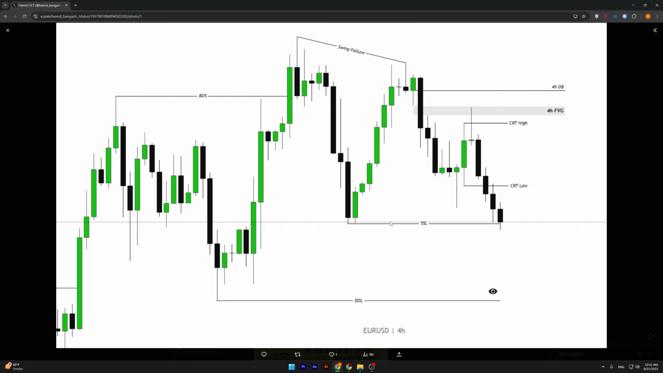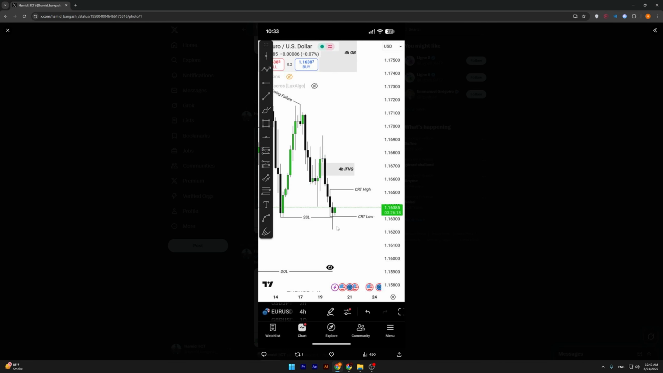But then I pointed attention to this sell side liquidity and I was waiting for a CRT to form at this point, and as you can see, price swept the liquidity, this swing low liquidity, and the body candle closes inside the wick of the previous candle, so this became a range.